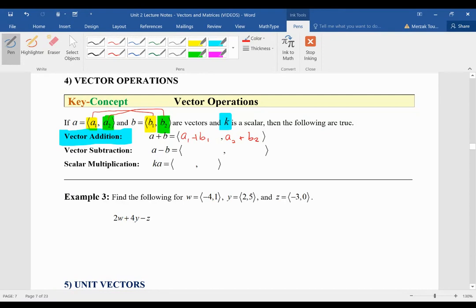So if we do subtraction, same idea. So we do a1 minus b1 and a2 minus b2.